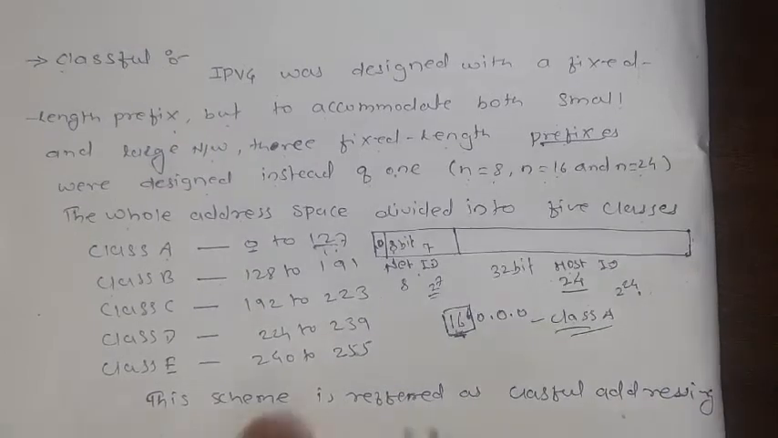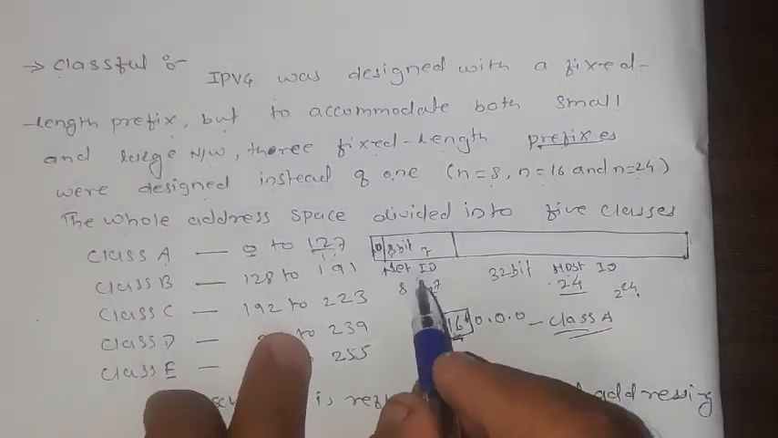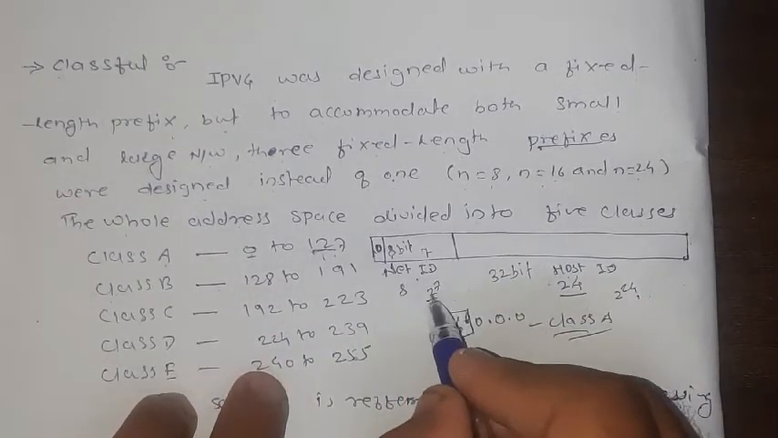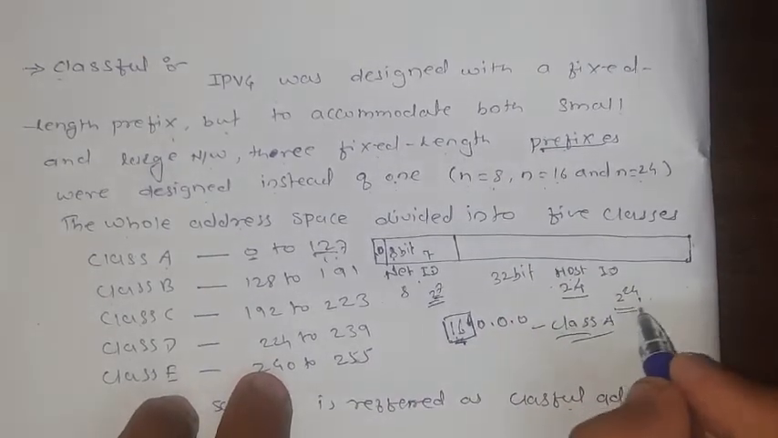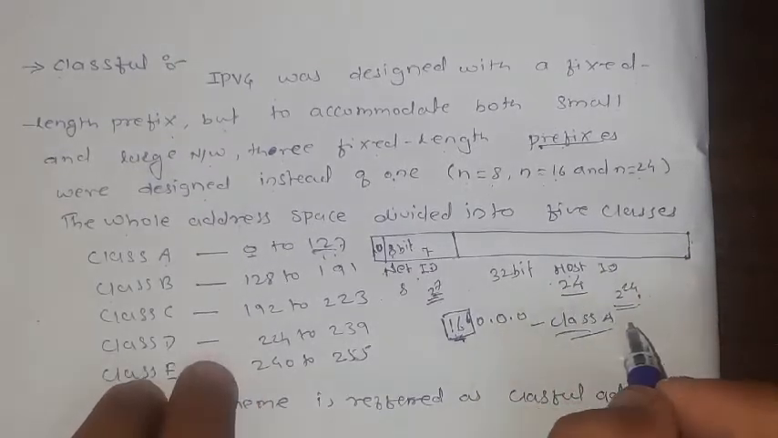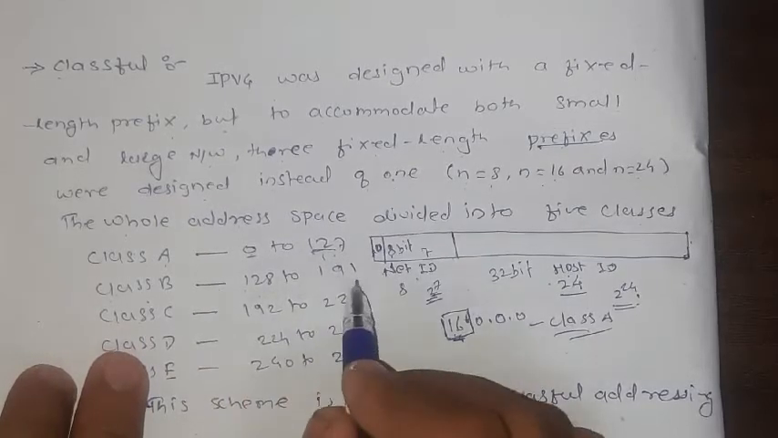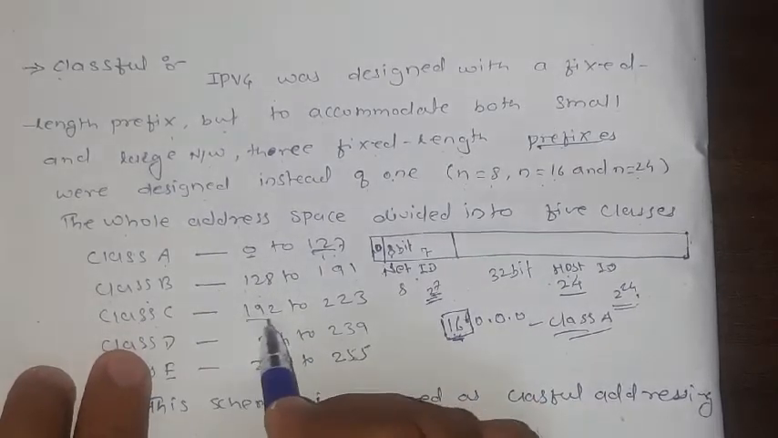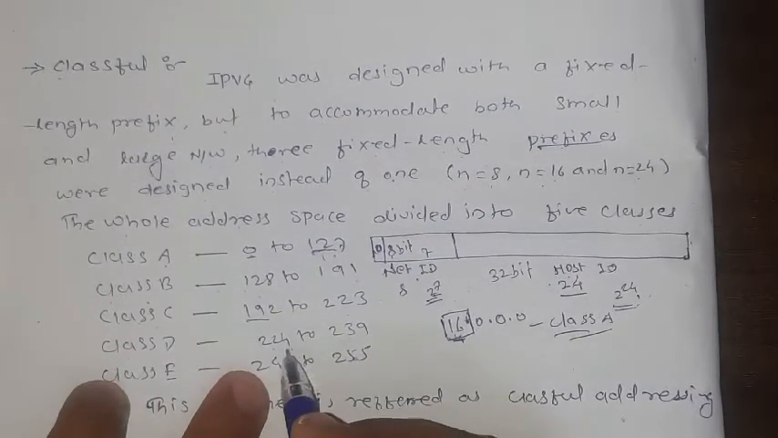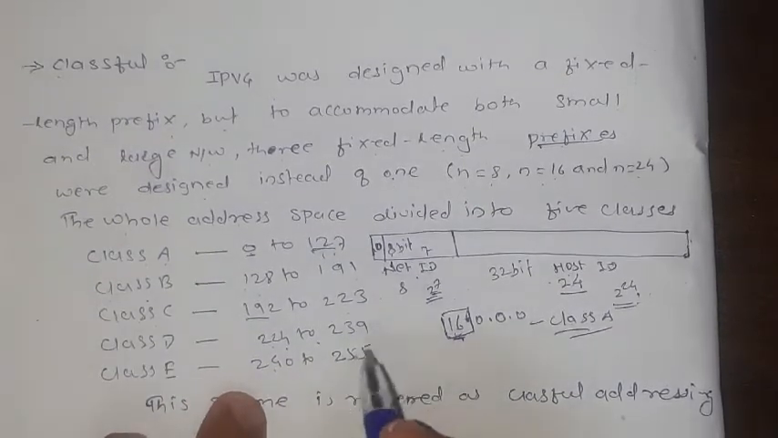One more thing: class A provides 2 raised to 7 net IDs and 2 raised to 24 host IDs. We will see the details after some time. Next, class B has the range 128 to 191, then class C has the range 192 to 223, class D has the range 224 to 239, and the last, class E, 240 to 255.